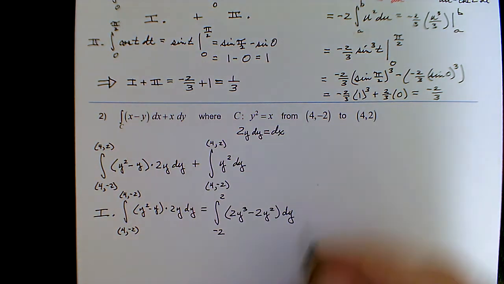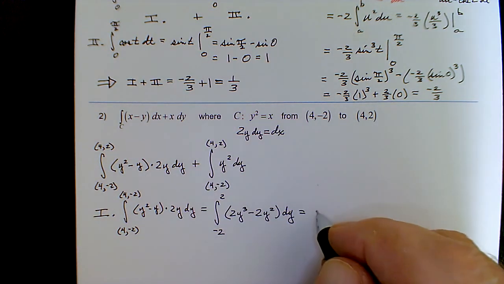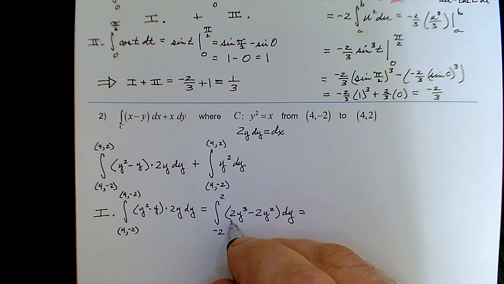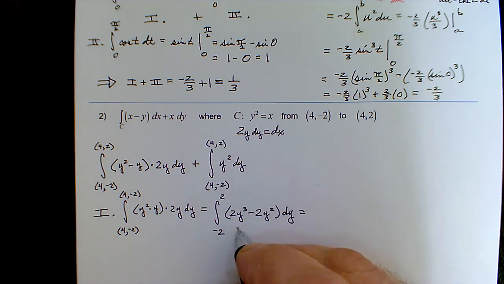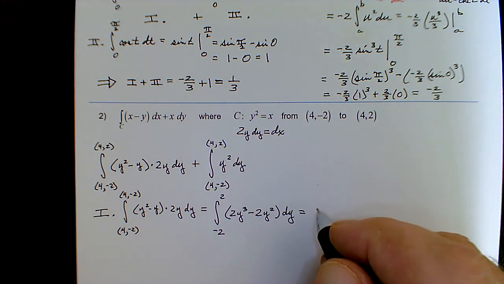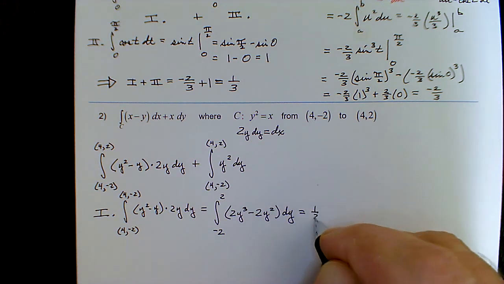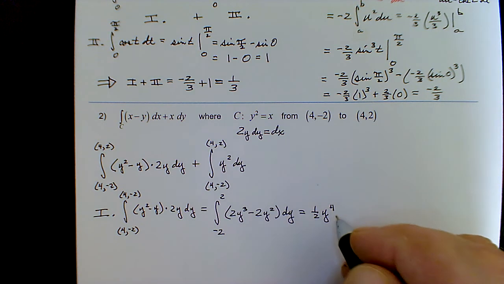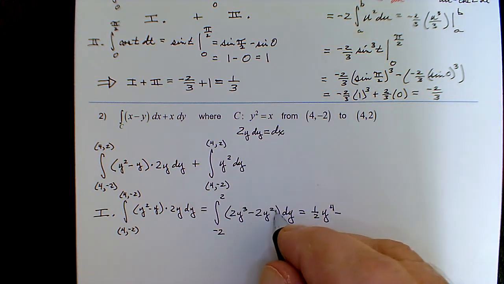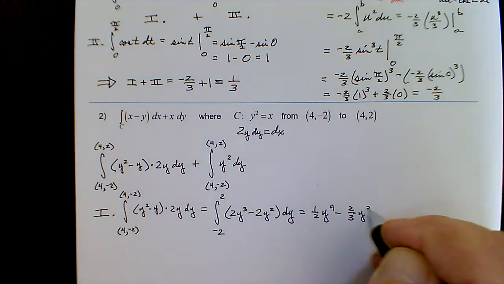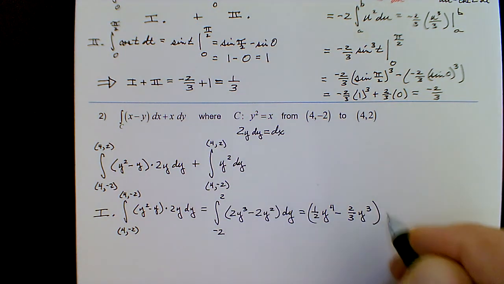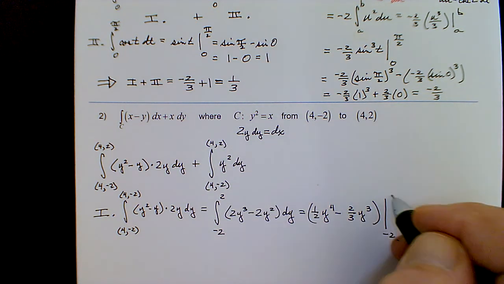And then that's an easy integral. So we get 2y to the 4th over 4, so that would be 1/2 y to the 4th, and then minus 2y cubed over 3, so minus 2/3 y cubed, and that would be evaluated from -2 to 2.